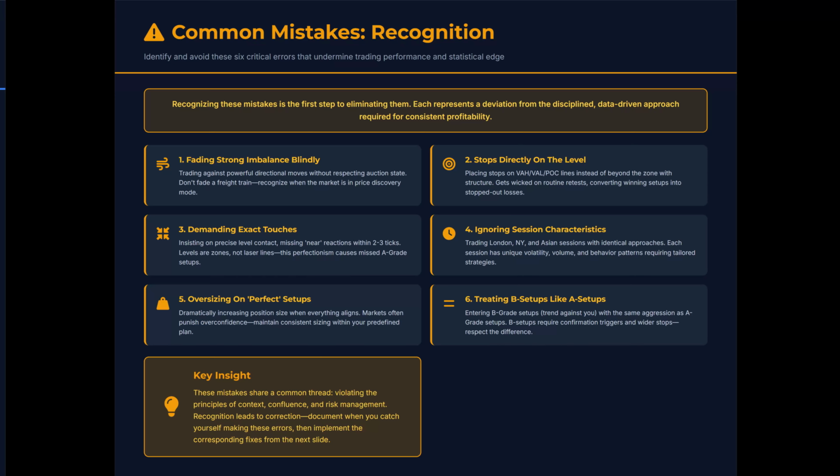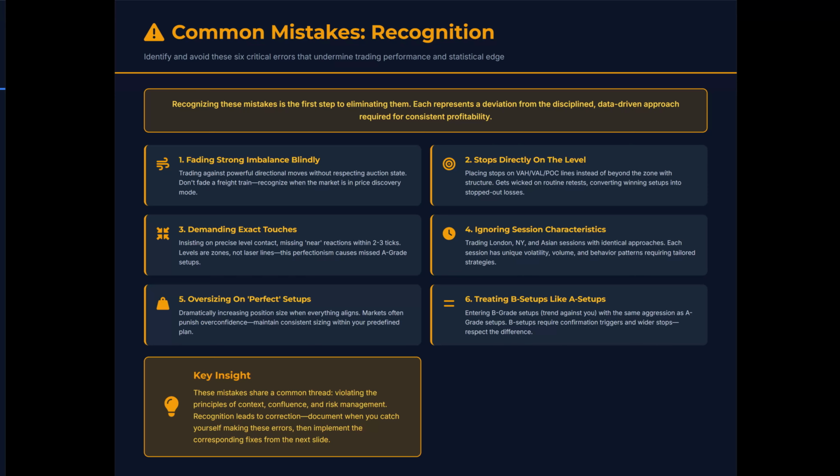Mistake number 5, oversizing on perfect setups. This means dramatically increasing position size when everything aligns. When all 3 factors score a 2, it's tempting to double or triple your normal size. Don't do it. Markets often punish overconfidence. A perfect setup can still fail due to news, algos, or hidden order flow. Maintain consistent sizing within your predefined plan. Discipline beats greed every time.